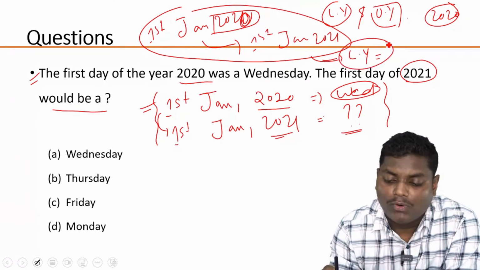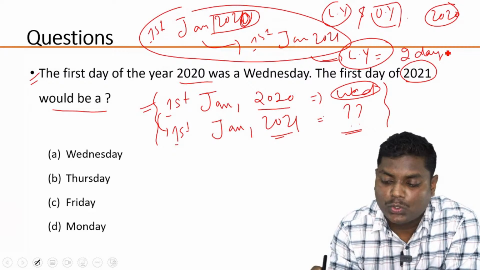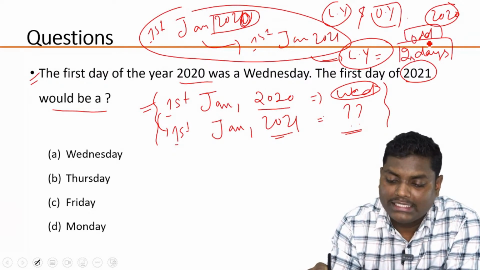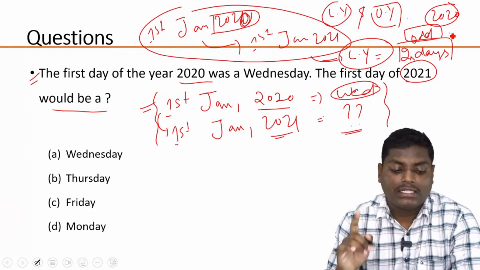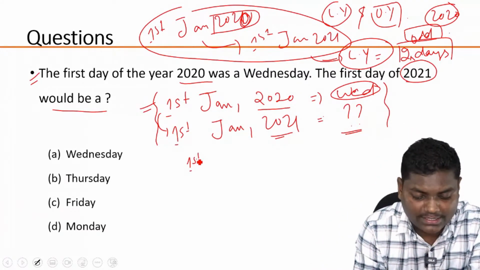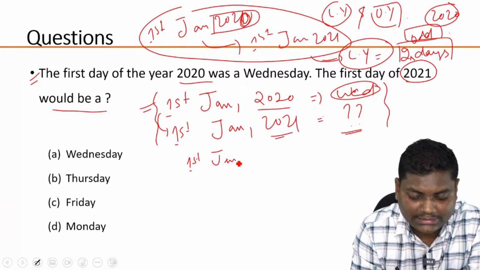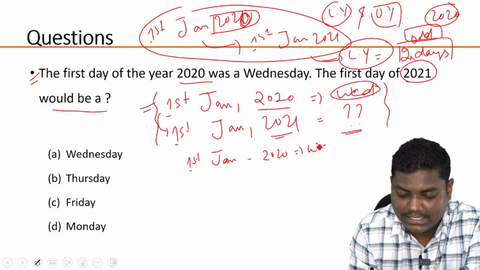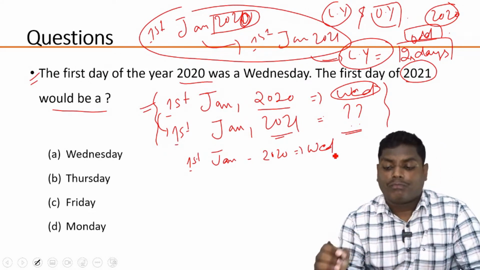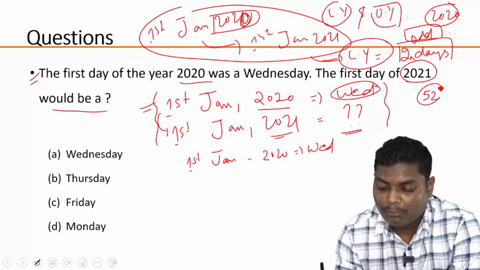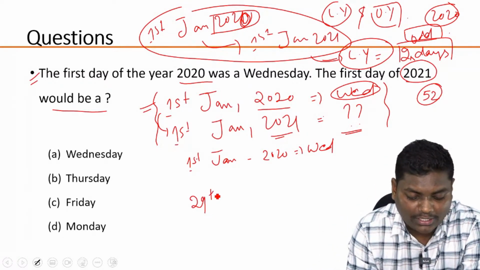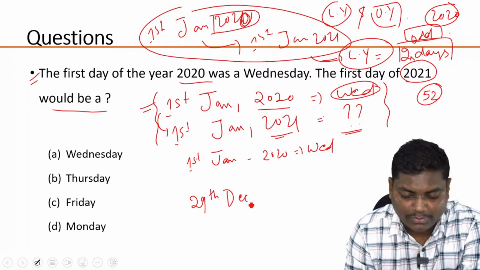We know that for a particular leap year, we are having 2 odd days. Now, what do these 2 odd days mean? Let's try and understand. So 1st Jan 2020 is given to us as Wednesday. Now, we need to see that for a particular year, it is 52 weeks.